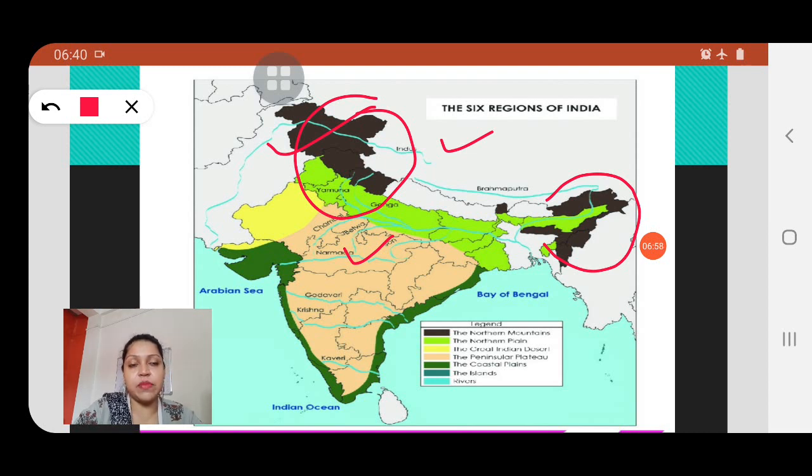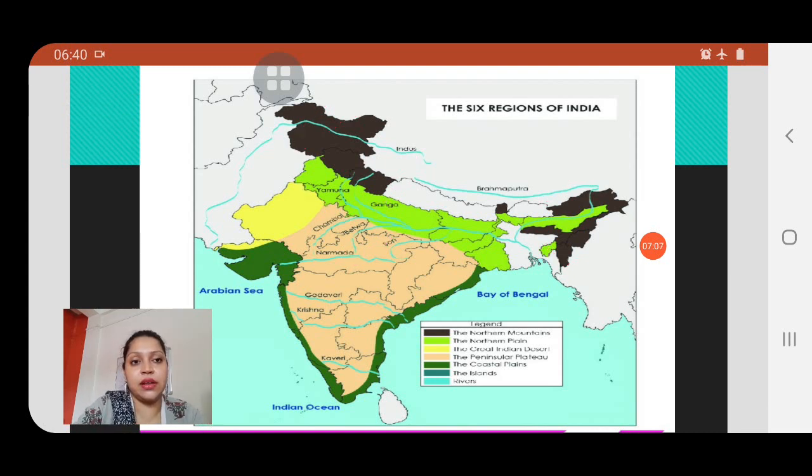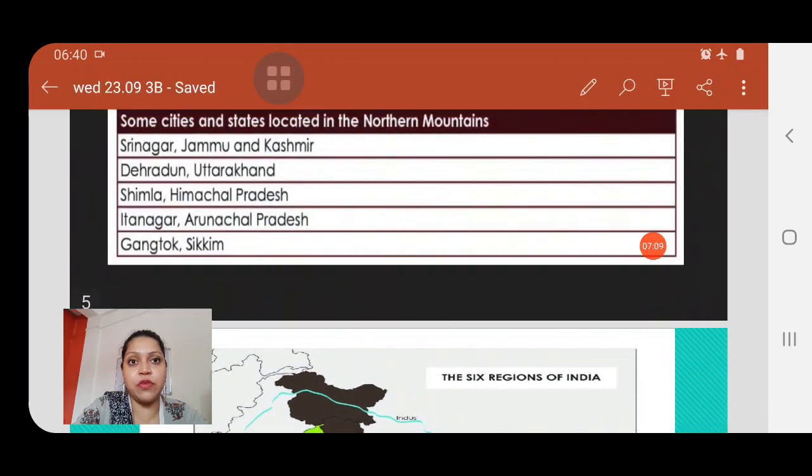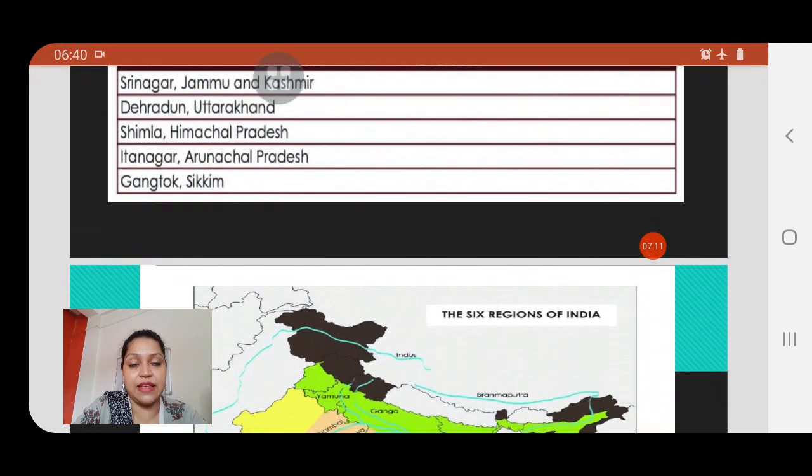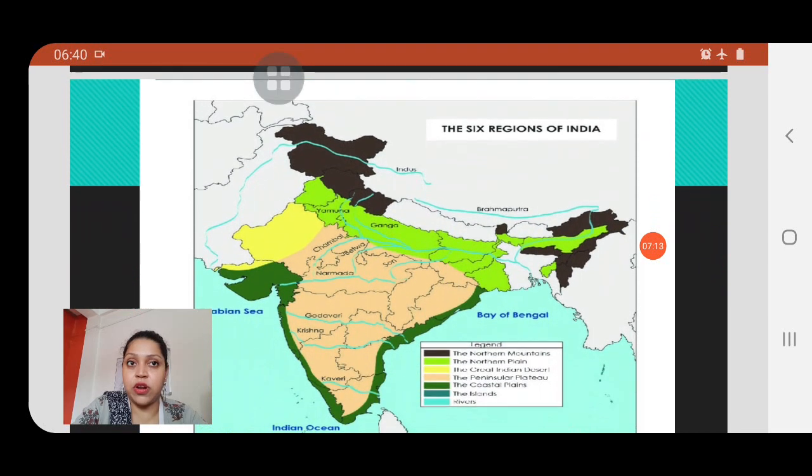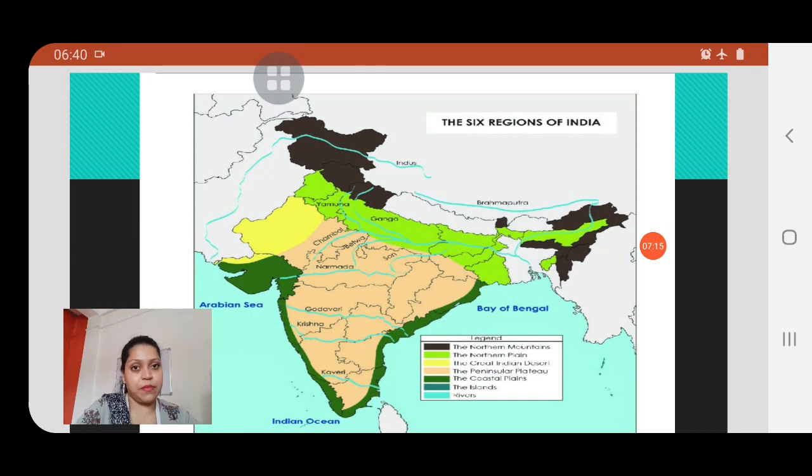The mountains are very, very high, and it's not easy to cross over. So let's see, children, what was written before? One more thing was written. Yes, from the northern mountains many rivers have come out, and the 3 most important rivers from the Himalayas are the Indus, Ganga, and the river Brahmaputra.